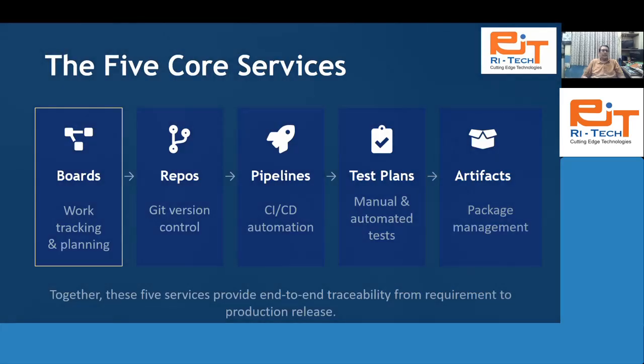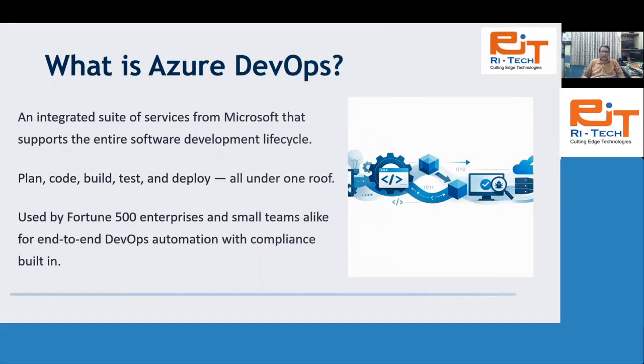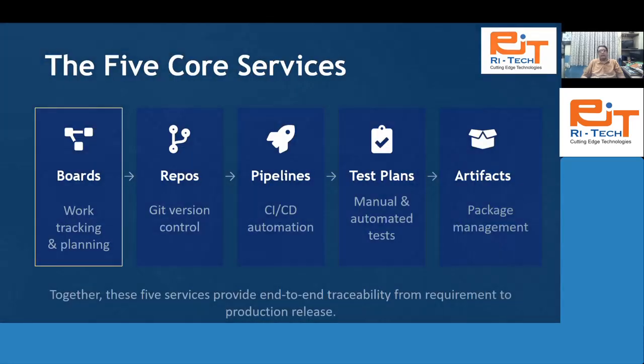Now, what are the services in Azure DevOps? In Azure DevOps, we have 5 core services. Azure DevOps provides you the platform tools. It's one kind of service using which we can do the CI/CD, so we can implement DevOps. Now, the 5 core services that we have in DevOps start with boards. Boards basically help you with work tracking and planning.